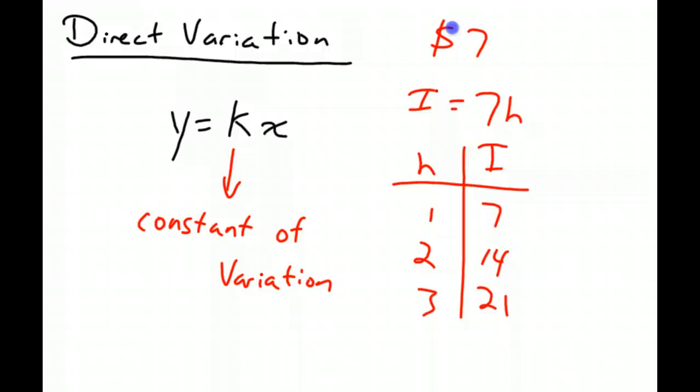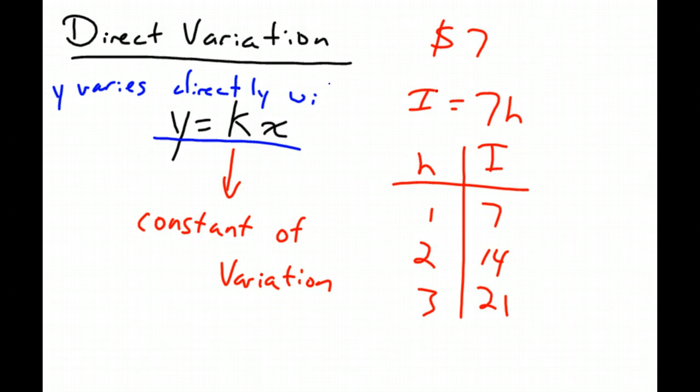So this is our direct variation equation. You're always going to have something like this. Y varies directly with x. I should probably write that. Y varies directly with x.